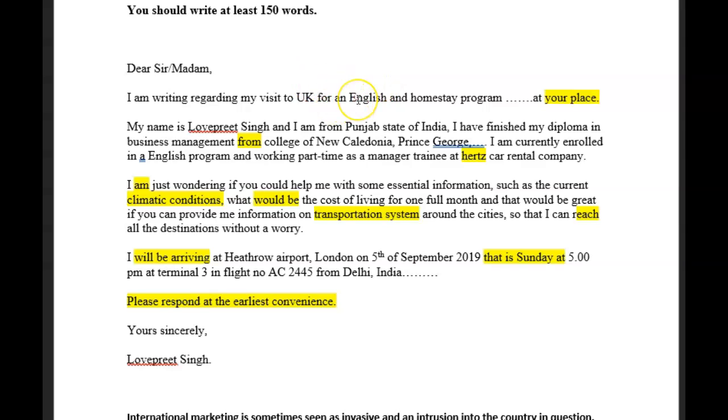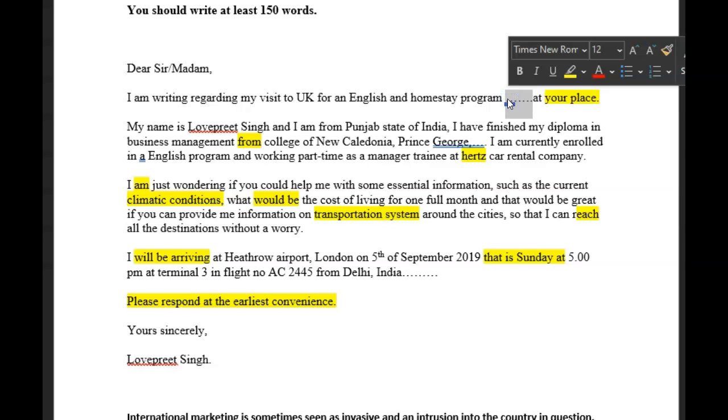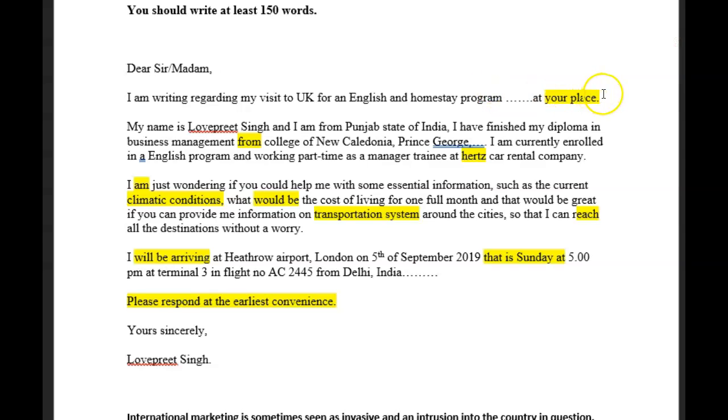So here we go. I'm writing regarding my visit to the UK and my stay at your house. Now, we don't say your place, that is too informal. My stay at your house. Okay. Here you introduce yourself. You could say I've just finished, I've recently finished my diploma in business management. I put capital B, capital M, because that's the title of what you've been doing, at the College of New Caledonia.